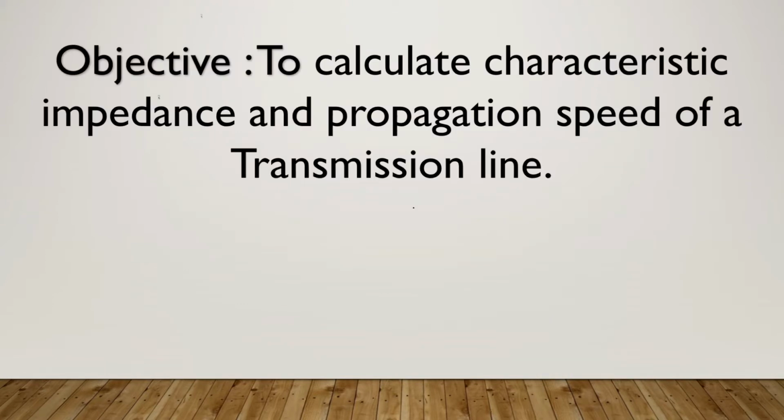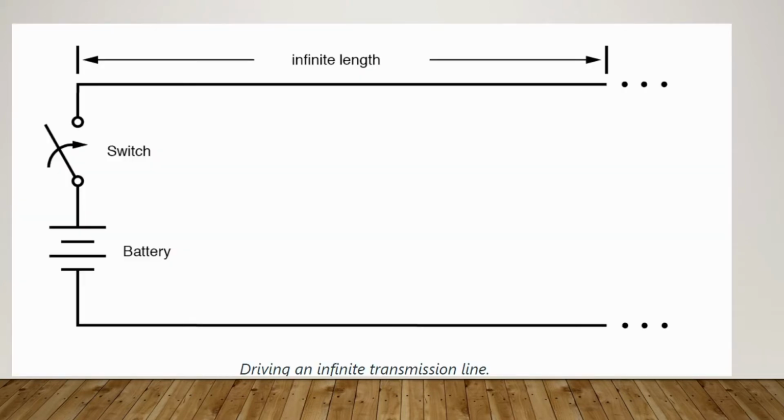So our objective is to calculate the characteristic impedance and propagation speed of a transmission line. This is an infinite transmission line, what we are seeing here. So what is a transmission line? From the power generating station, the power goes to the substation, and from the substation, depending upon the user's requirement, using step up and step down transformers, it is transmitted through the transmission line. The transmission line may be a two-wire line or a coaxial cable, or it may be anything. So this is an infinite line.